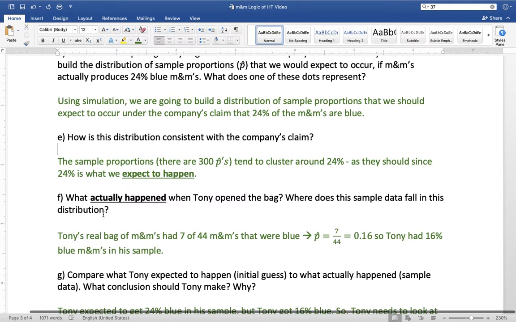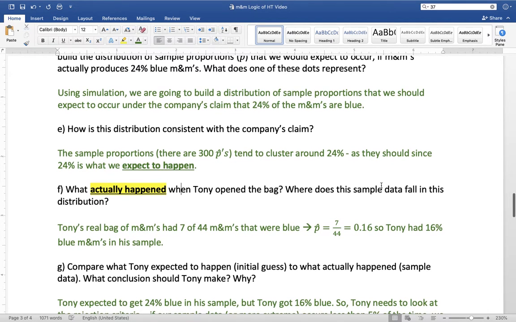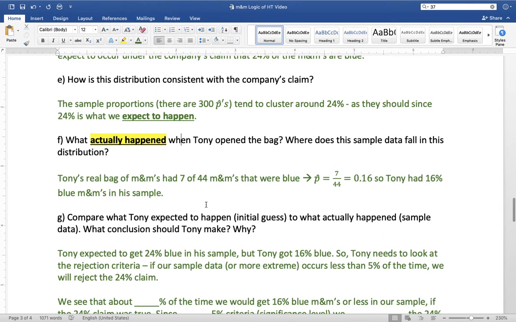Then the most important part is you look at what actually happened. Look at the real thing. Simulation, we learned, was, you kind of fake it till you make it, because you can use some assumptions, like we're assuming the 24% claim, to develop what we should expect to occur. So what actually happened when Tony opened the real bag of M&Ms? And where does this sample data fall in this distribution? Tony's real bag of M&Ms had 7 of 44 M&Ms that were blue. That's what he found. If you calculate the sample proportion, that was 0.16.